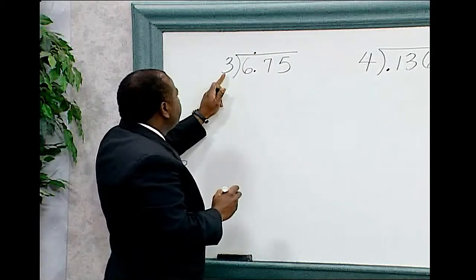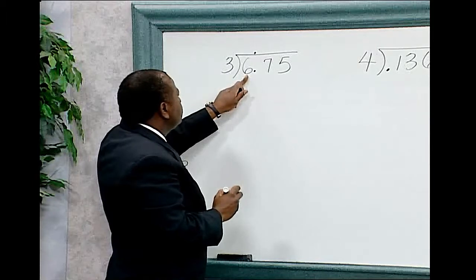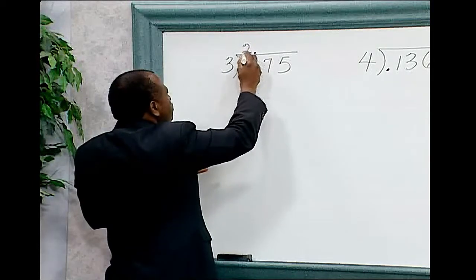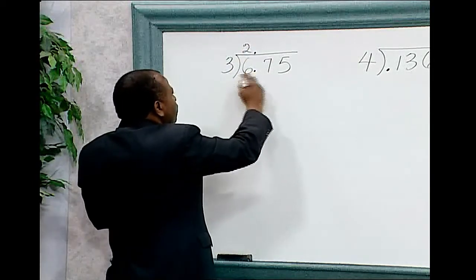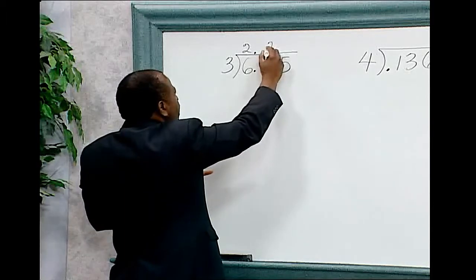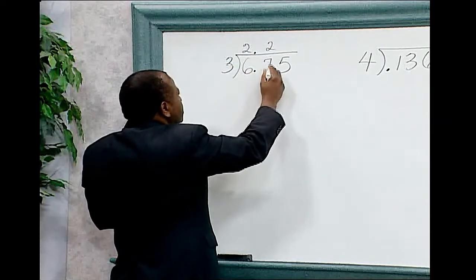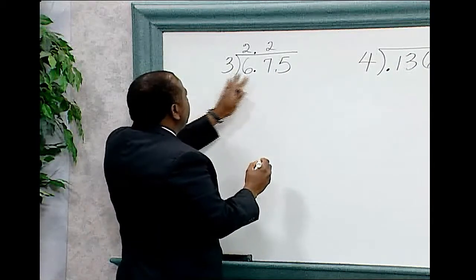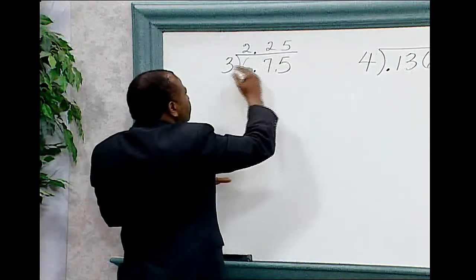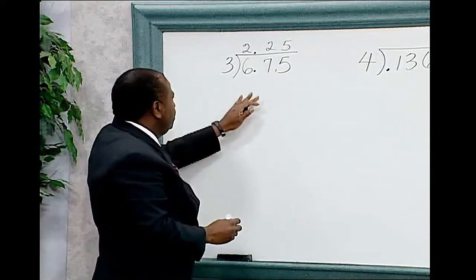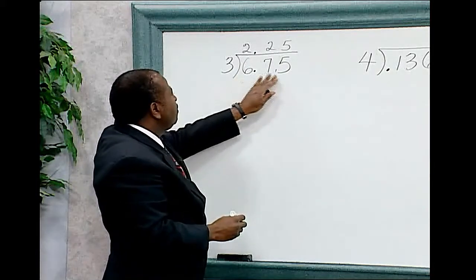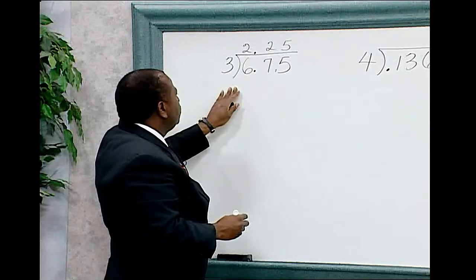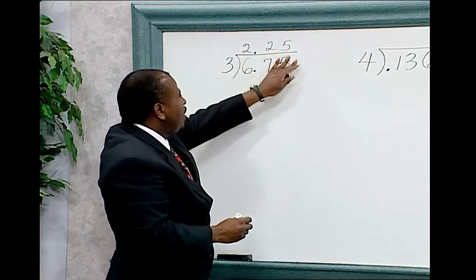Now we divide. 3 will divide into 6 2 times. 2 times 3 is 6. 3 will go into 7 2 times. 2 times 3 is 6. 6 from 7 is 1. That would make this a 15. 3 will go into 15 5 times. 5 times 3 is 15. Therefore, 6.75 divided by 3 equals 2.25.